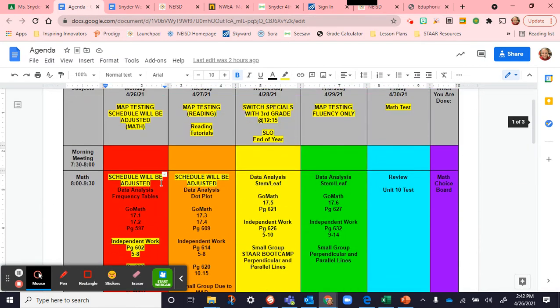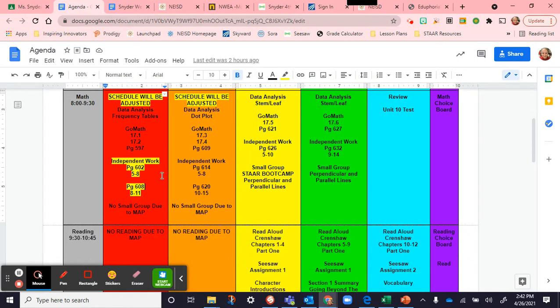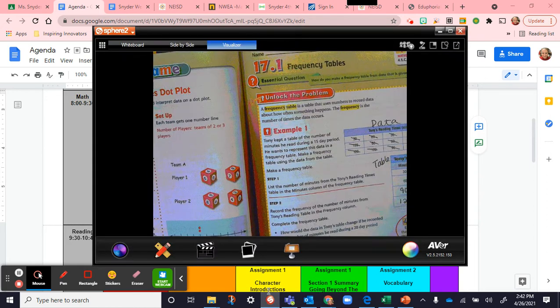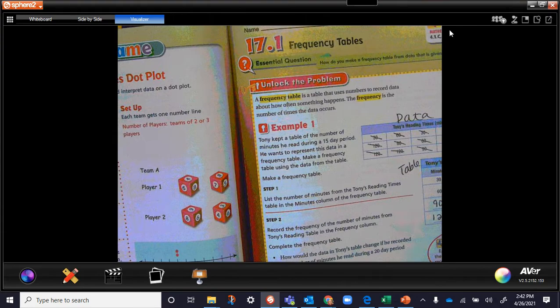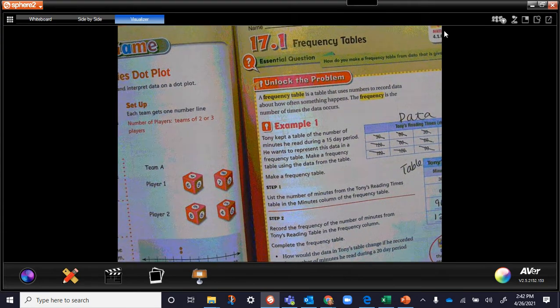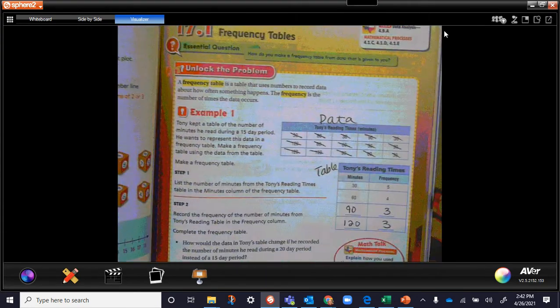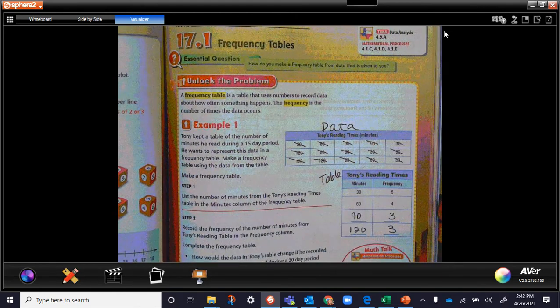For math today, we started talking about frequency tables, which starts on page 597, and your independent work is here. Our lesson is over two different sections, 17.1 and 17.2. The first part is all about how to make a table. The second part is all about how to read and interpret a table.